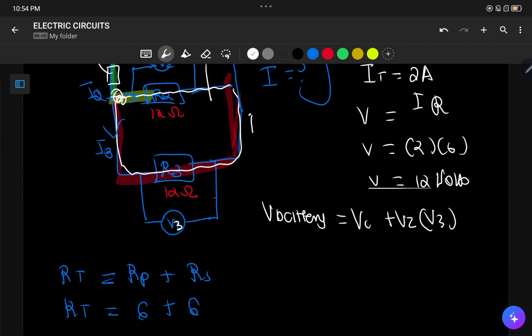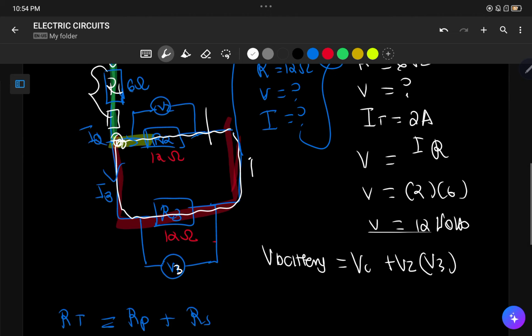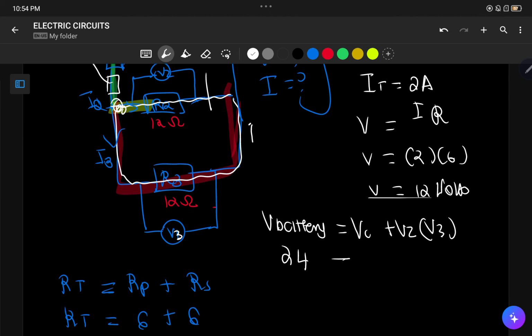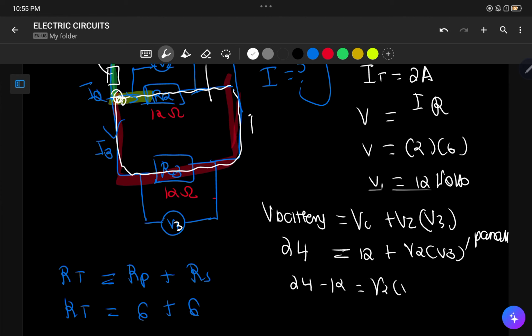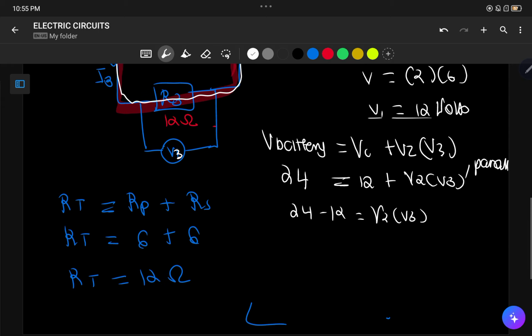V2, V3, same voltage. That means the voltage of the battery, 24, is equal to the voltage of R1, which is 12 volts, plus the voltage of V2, which is always the same as the voltage of V3, because they are parallel to one another. Therefore 24 minus 12 is equal to V2 or V3, same. V2 or V3 would have a voltage of 24 minus 12, which is 12 volts.